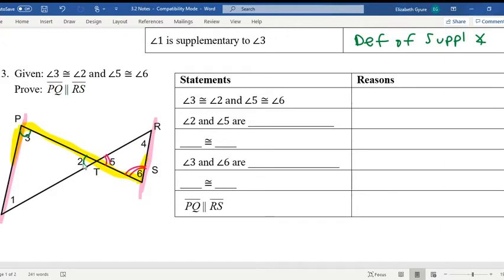Because isn't 3 congruent to 2? And isn't 5 congruent to 6? And do you guys remember what kind of angles I said we're going to have in the middle? Vertical. And vertical angles are always what? Congruent. Yeah, they're always congruent. So won't 2 and 5 be congruent as well? So if 3 is congruent to 2, 2 is congruent to 5, and 5 is congruent to 6, aren't all these going to be congruent? Yeah, and that's basically what we're going to do and then use the transitive property.